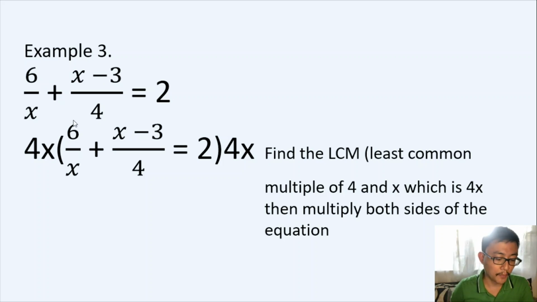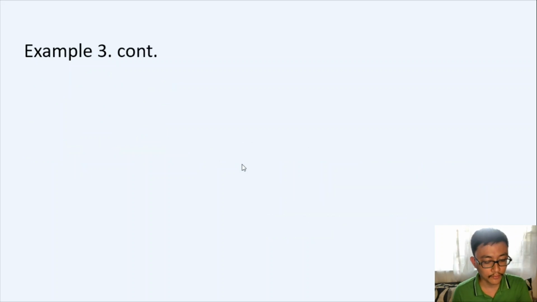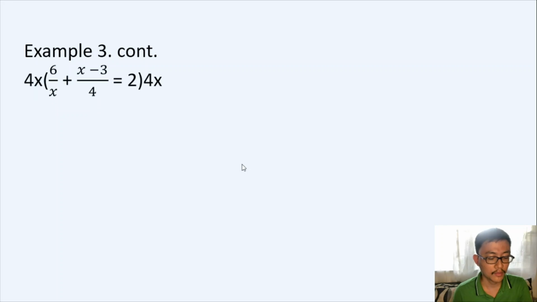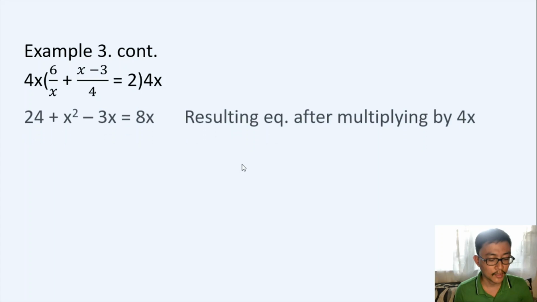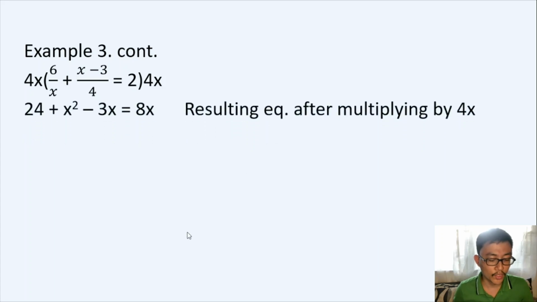And what happens is, we multiply 4x sa magkabilang side ng equation. So, ganyan yung itsura niya. So, from there, times lang natin 4x both sides. The resulting equation will be, isa-isayin natin. So, that is 4x times 6 is 24x divided by x, kaya magiging 24 na lang.